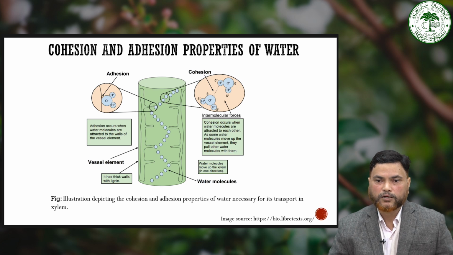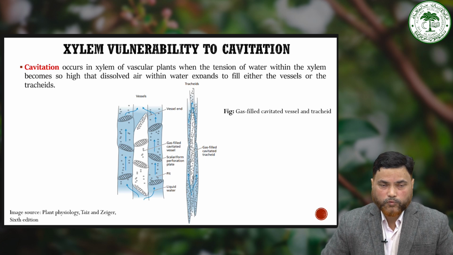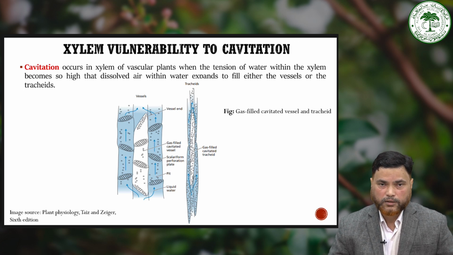So, in this manner, cohesion and adhesion play a crucial role in capillary action, which enables water to move upward in xylem vessels without breaking under tension. Now, what sort of vulnerability does xylem generally face during this transport of water? A very important aspect I will discuss is cavitation and embolism.